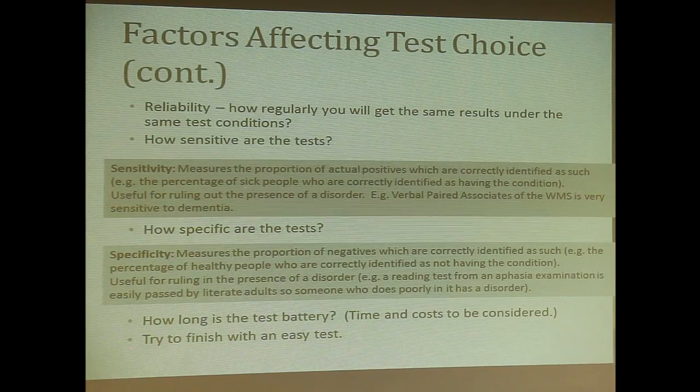And then always try and finish with an easy test. Some of these tests people can find very difficult, and you don't want them leaving thinking, oh, that was terrible, and I never want to do this again. If you try and finish with an easy test, they're more likely to leave there thinking, oh, actually that wasn't so bad.